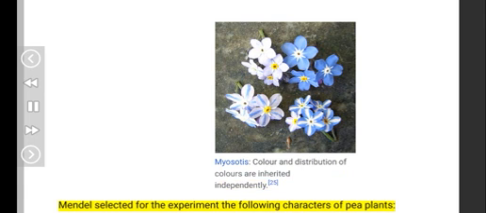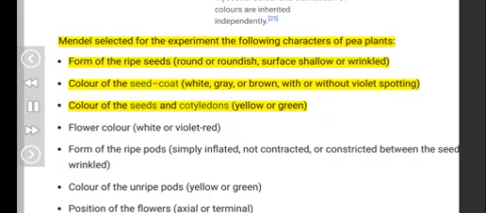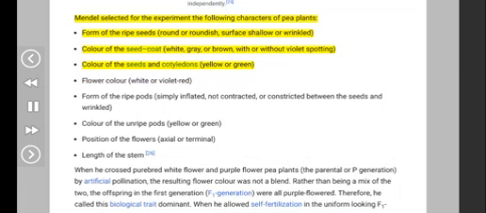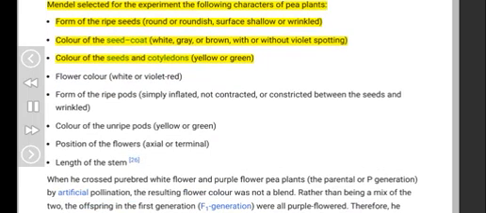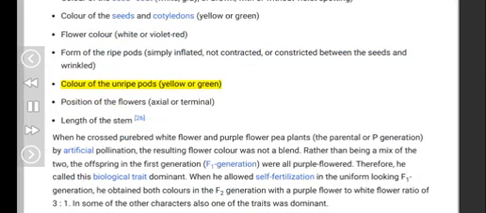Mendel selected for the experiment the following characters of pea plants. Form of the ripe seeds, round or roundish, surface shallow or wrinkled. Color of the seed coat, white, gray, or brown, with or without violet spotting. Color of the seeds and cotyledons, yellow or green. Flower color, white or violet red. Form of ripe pods, simply inflated, not contracted, or constricted between the seeds and wrinkled. Color of the unripe pods, yellow or green. Position of the flowers, axial or terminal. Length of the stem.